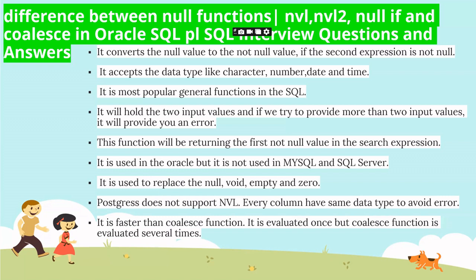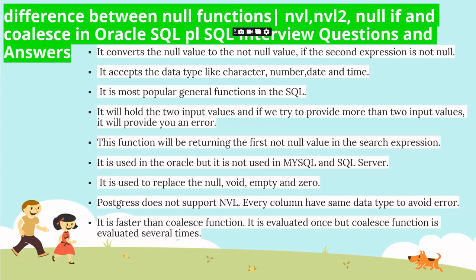It holds two input values, and if we try to provide more than two input values, it will give an error during execution. This function returns the first not null value in the search expression. It is used in Oracle but not in MySQL and SQL Server. It is used to replace null, void, empty and zero.